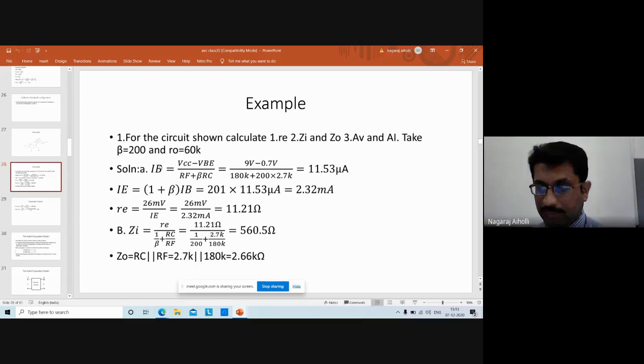In question number 8, the beta value is changed to 100 and R naught is given as infinity. The value of R naught is usually very large, in terms of kilo ohms, thousands of ohms, or infinity, but R naught is not considered in the re model, the AC equivalent circuit, because it is a large value and is neglected for simplicity. Therefore, in the equations, we don't get the term R naught.